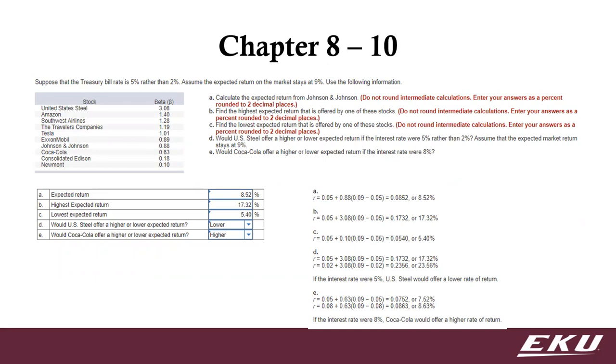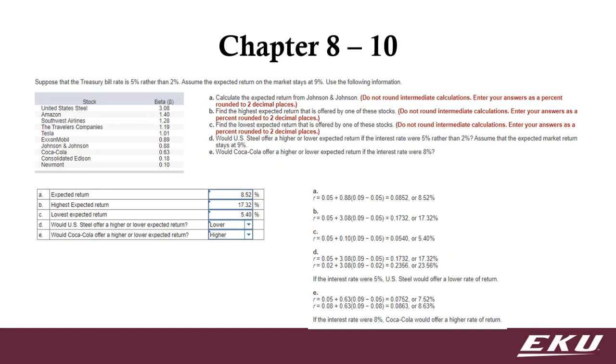Okay. Problem 10 here. It looks like there's a lot, but let's just walk through what's going on. So suppose that the T-bill rate is 5%, rather than 2%. Assume that the expected return on the market stays at 9. So we've had T-bills that were at 2, now they've gone up to 5. We'll use the following information. We have all of these companies with their betas, and you notice a lot of them are low beta. This is a lot of big firms, a lot of industrials.